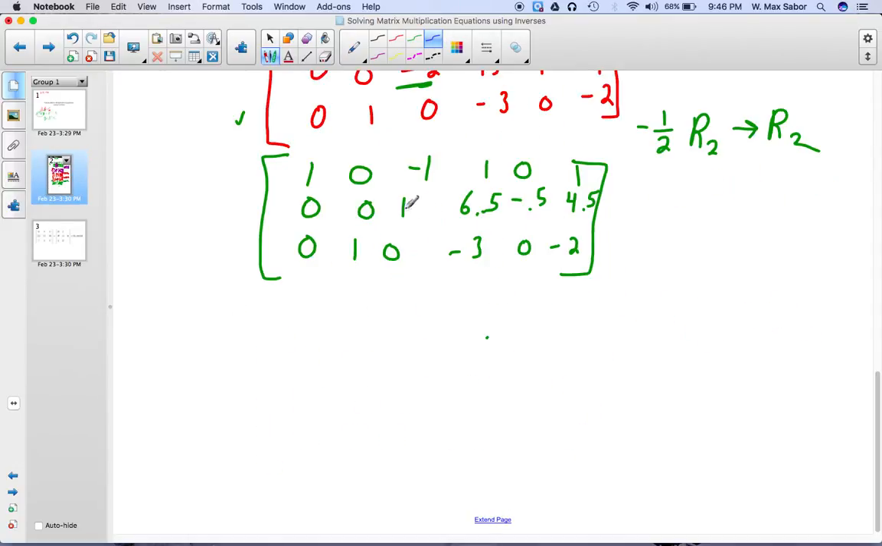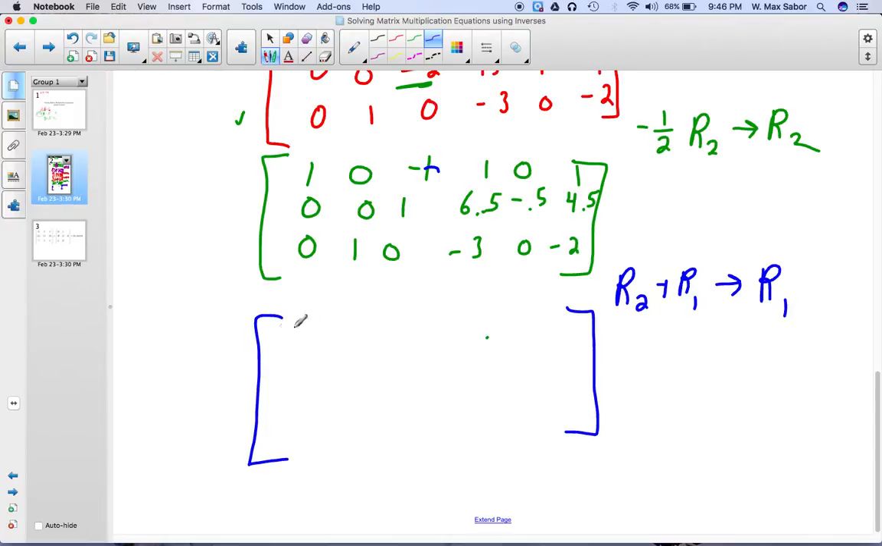Now we can add a multiple of the second row to the first row in order to get rid of this negative 1. So we add row 2 to row 1. That'll give us 1, 0, 0, 7.5, negative 0.5, 5.5. Leave the rest the same.